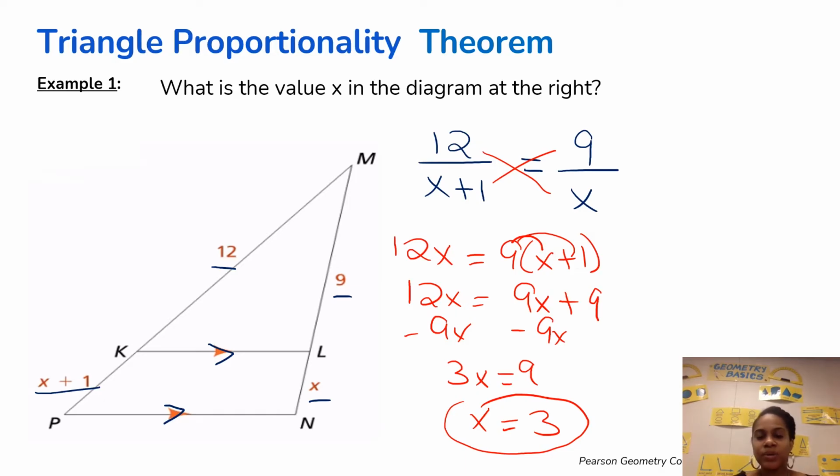12 over 3 plus 1, that would be 12 over 4. I'm just plugging in 3 for x. And 9 over 3. And it makes two proportional sides. So if we reduce 12 over 4, we get 3. And if we reduce 9 over 3, we get 3. So always check your work by plugging in your value and reducing it to see if you get the same fraction.